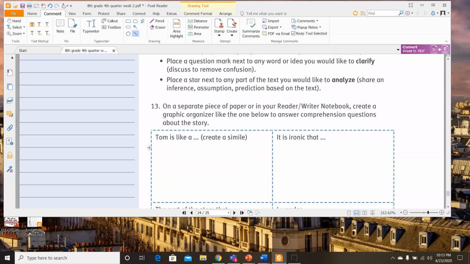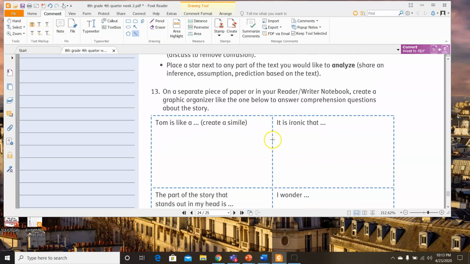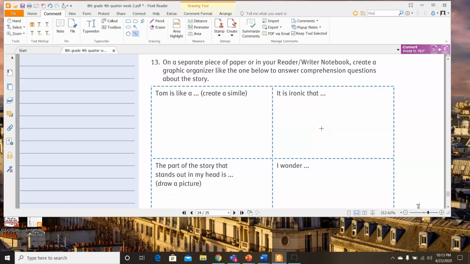Then it says to do this on a separate sheet of paper, but I'm going to have you do it right here on the box. It says Tom is like a, and you're supposed to be creating a simile, comparing Tom to something. It is ironic that, and then explain an example of irony from the story.